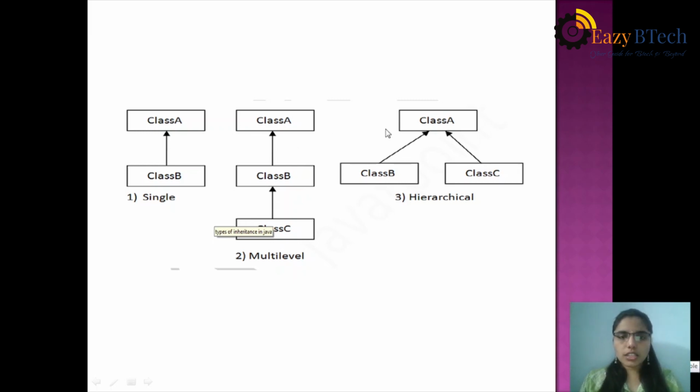Then coming to the next inheritance, that is hierarchical inheritance. Single inheritance and multi-level inheritance, I already told in previous sessions with example programs. Now, I am telling about hierarchical inheritance. What is hierarchical inheritance? A parent class contains more than one child class. That is hierarchical inheritance. Let's see an example program for hierarchical inheritance.